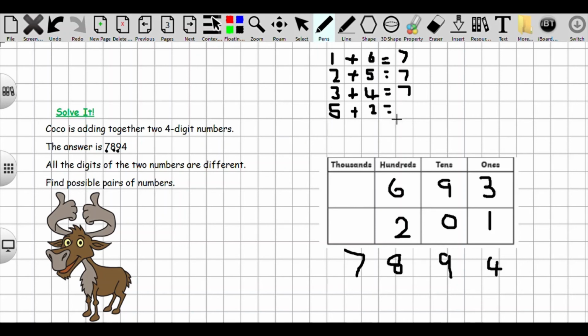Are there any others? Well, yes, we could have 0 and 7. Okay, 0 and 7 would work. But it seems like here we've run out of options. That's not good, is it? So I'll have to make a tweak here.